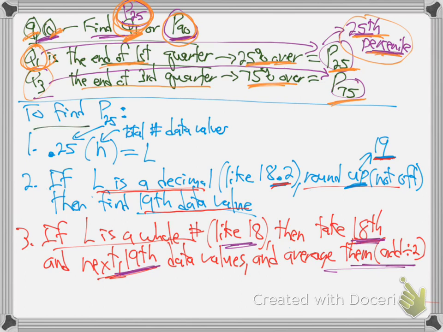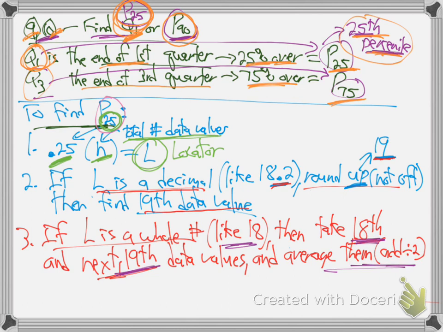To find a P, let's start with P25. That'd be Q1, right? That's the same thing. So to find P25, what do we do? Well, first off, we have to take the number they give us here, the 25, make it a decimal, and multiply it by n, the total number of data values, and you get something called L. L stands for locator. It's going to help you locate the right answer.